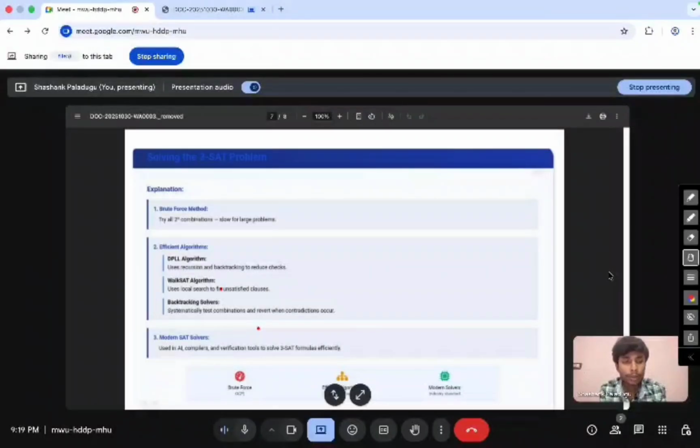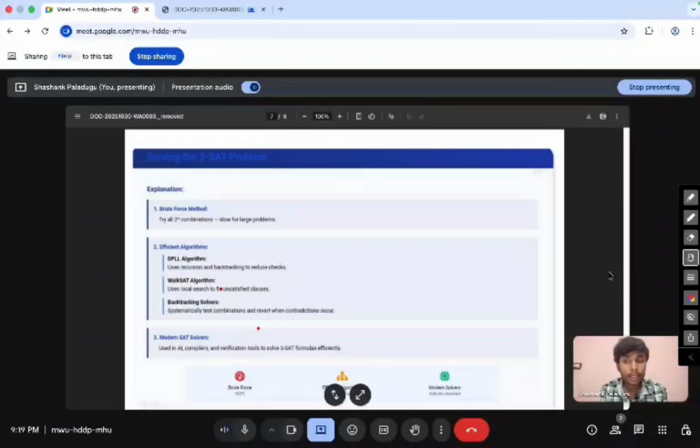First is the brute force method. This is the simplest but slowest method. We try all possible true/false combinations. For small problems it's okay, but for large problems it's extremely slow because combinations grow exponentially and it becomes less effective. Now let's see the second method, which is an efficient algorithm, the DPLL algorithm.